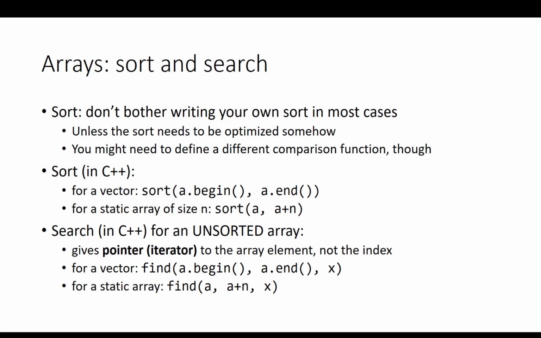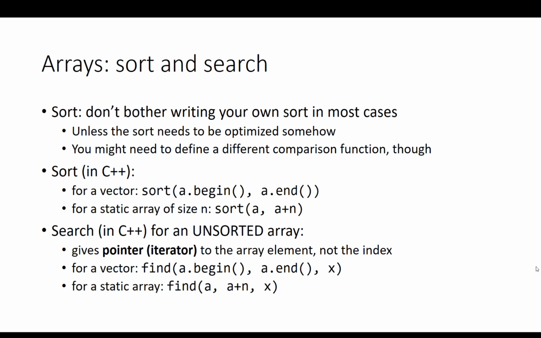But the basic way that sort works is you call sort. You have to #include algorithm, by the way. The algorithm is the library that you would use. And then you can just write sort and the beginning point of the vector or array and the end point of the vector or array. So if it's a vector, you would write a.begin and a.end. So a.begin is an iterator that points at the very beginning of your vector. A.end is an iterator that points just after the end.